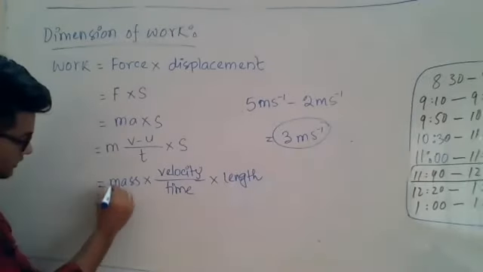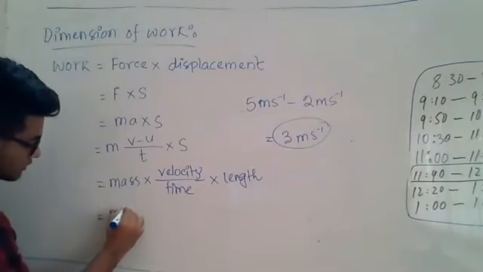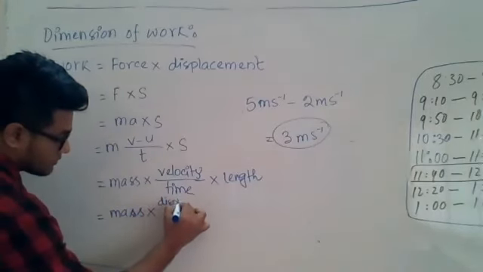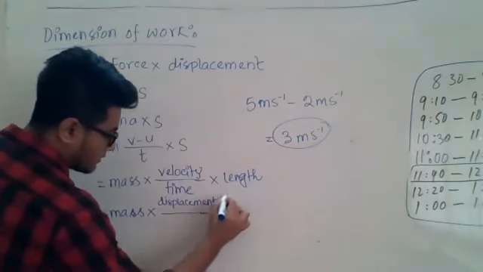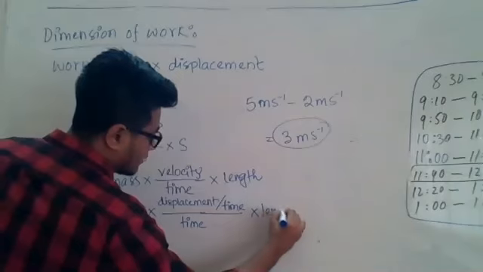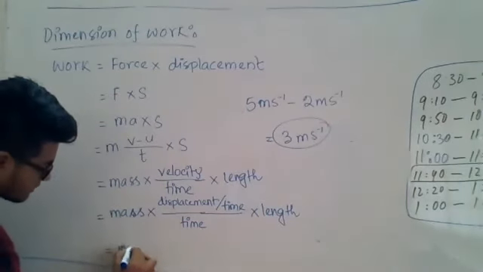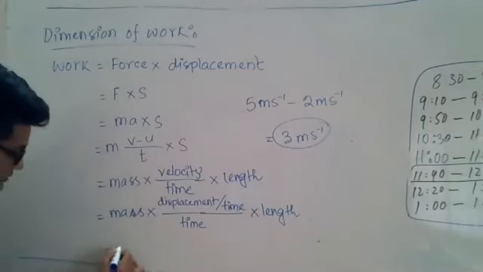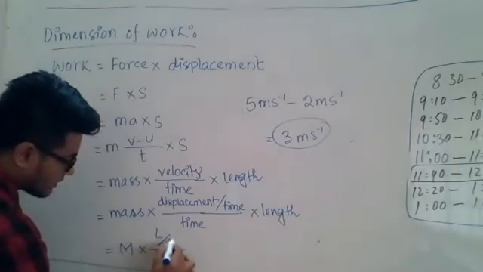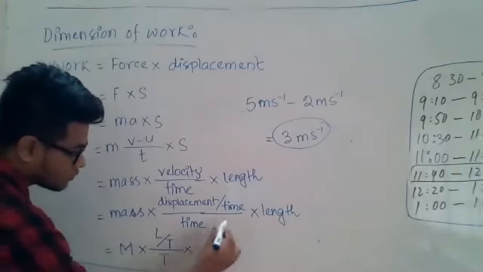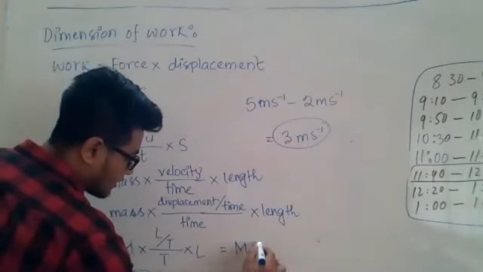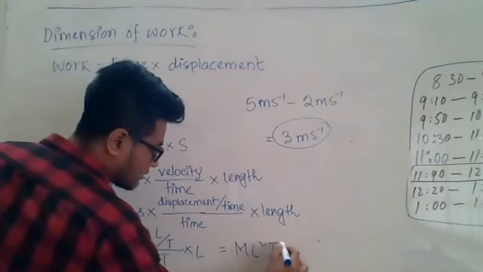We are going to the fundamental quantities. Mass, time, length we have, but velocity is not a fundamental quantity, so we will break it down. Velocity can be divided as displacement by time, divided by time, into length. So the dimension of mass is M, displacement is L, divided by time T, again time T, into length L. So from here we get M into L into L, so it will be M L square, T is divided, so it will come T inverse 2.